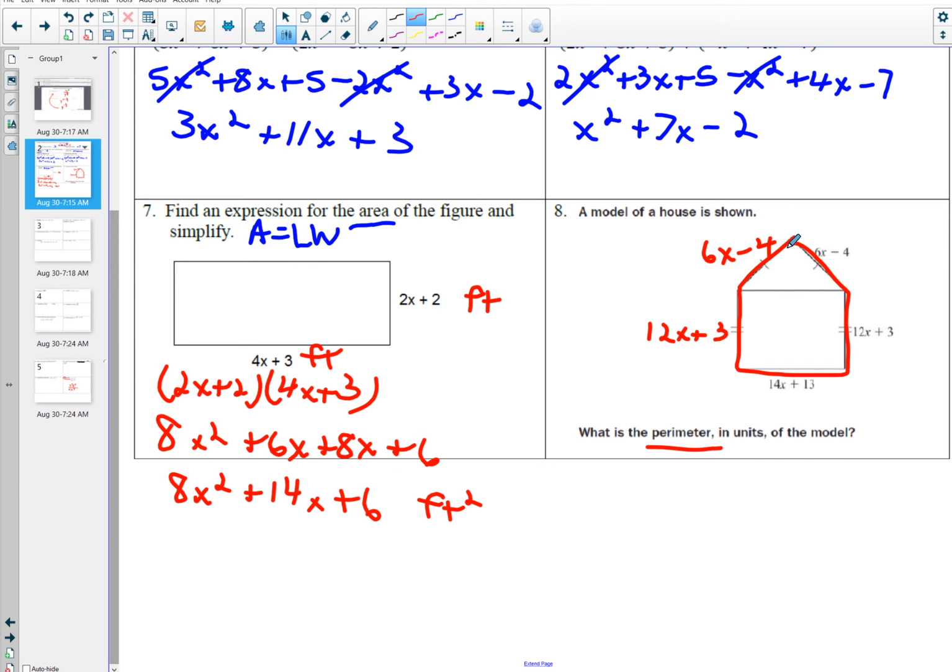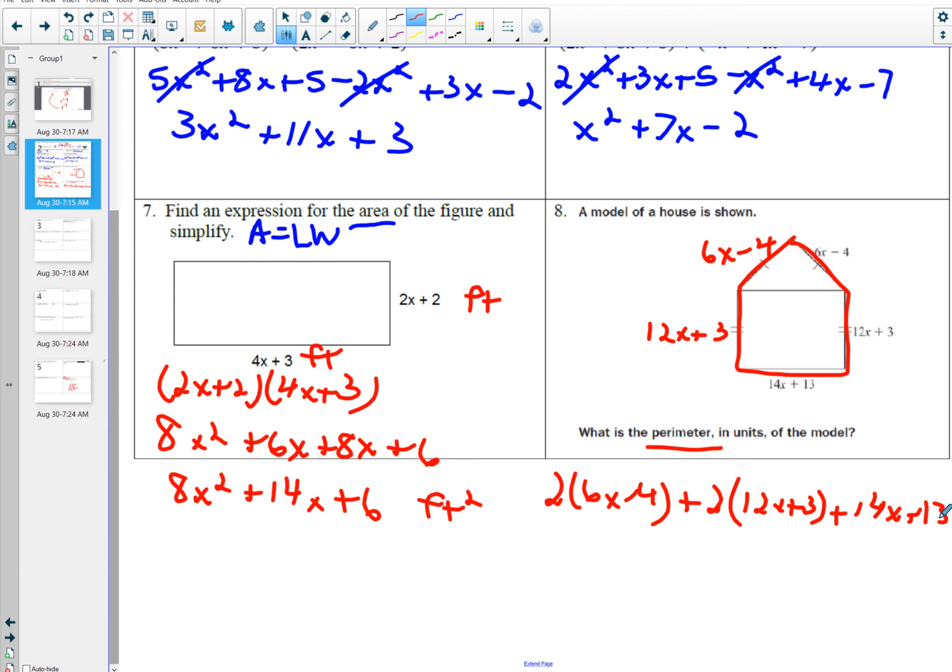So Princeton, if I write everything out, I would get 6x minus 4 plus another 6x minus 4 plus 12x plus 3. Actually, no, here, let's do this even better. I think I have higher expectations of you guys now. So how many 6x minus 4s do we have? 2. So I'm going to write 2 times. Let's throw a little multiplication in there anyways. There's 2 of those plus how many 12x plus 3s do I have? 2. So 2 times 12x plus 3, and then at the end plus the lonely 14x plus 13.